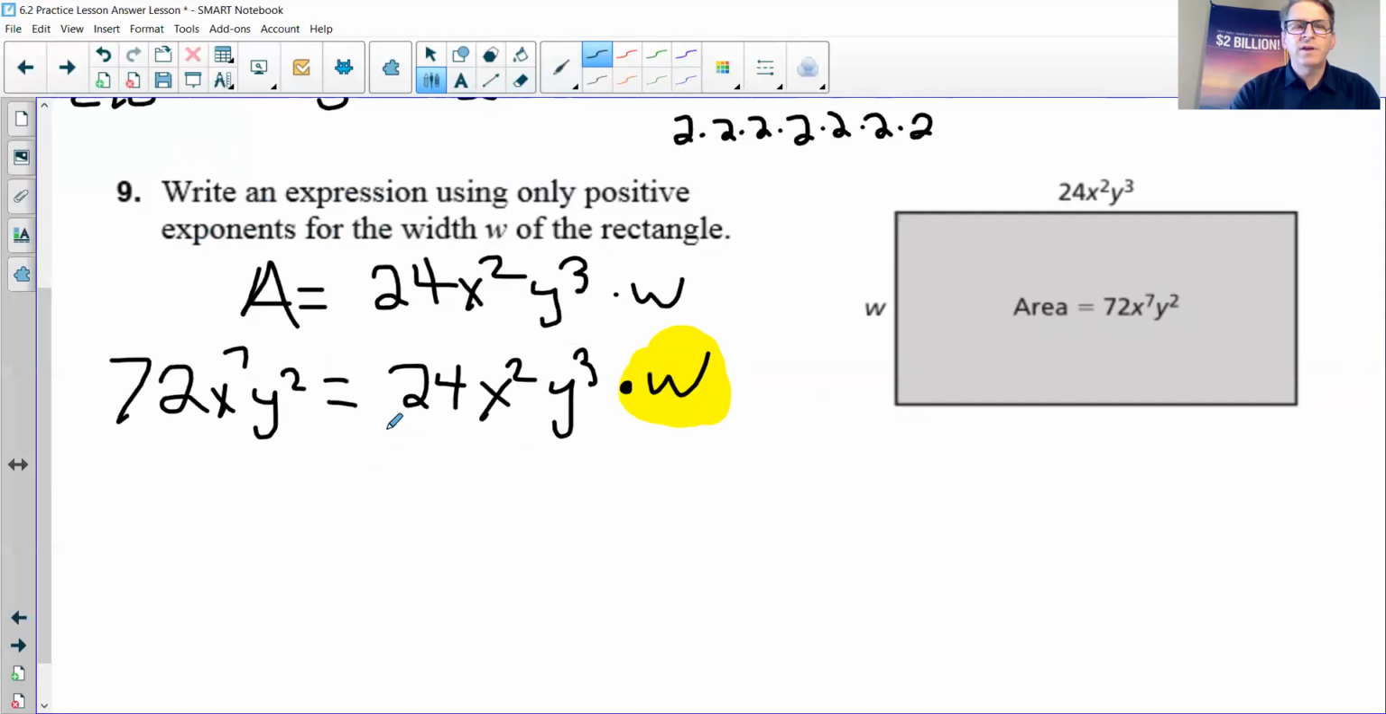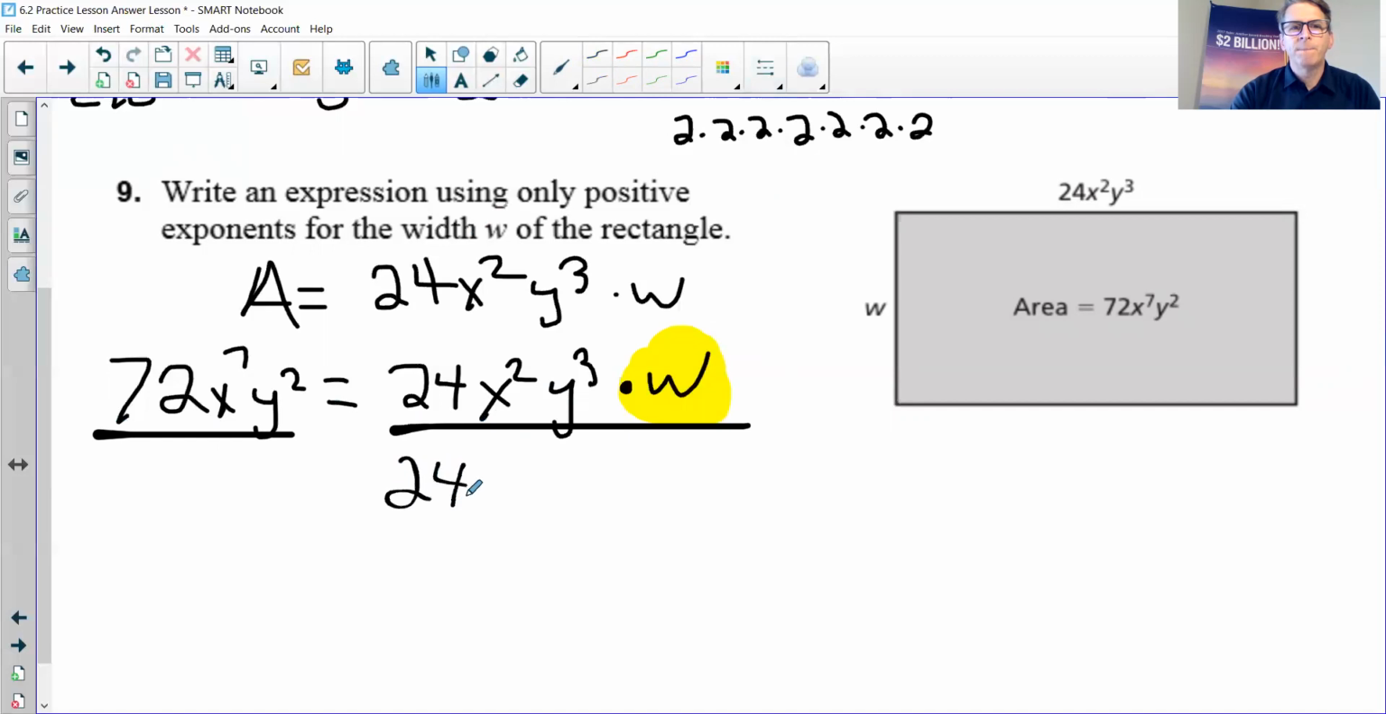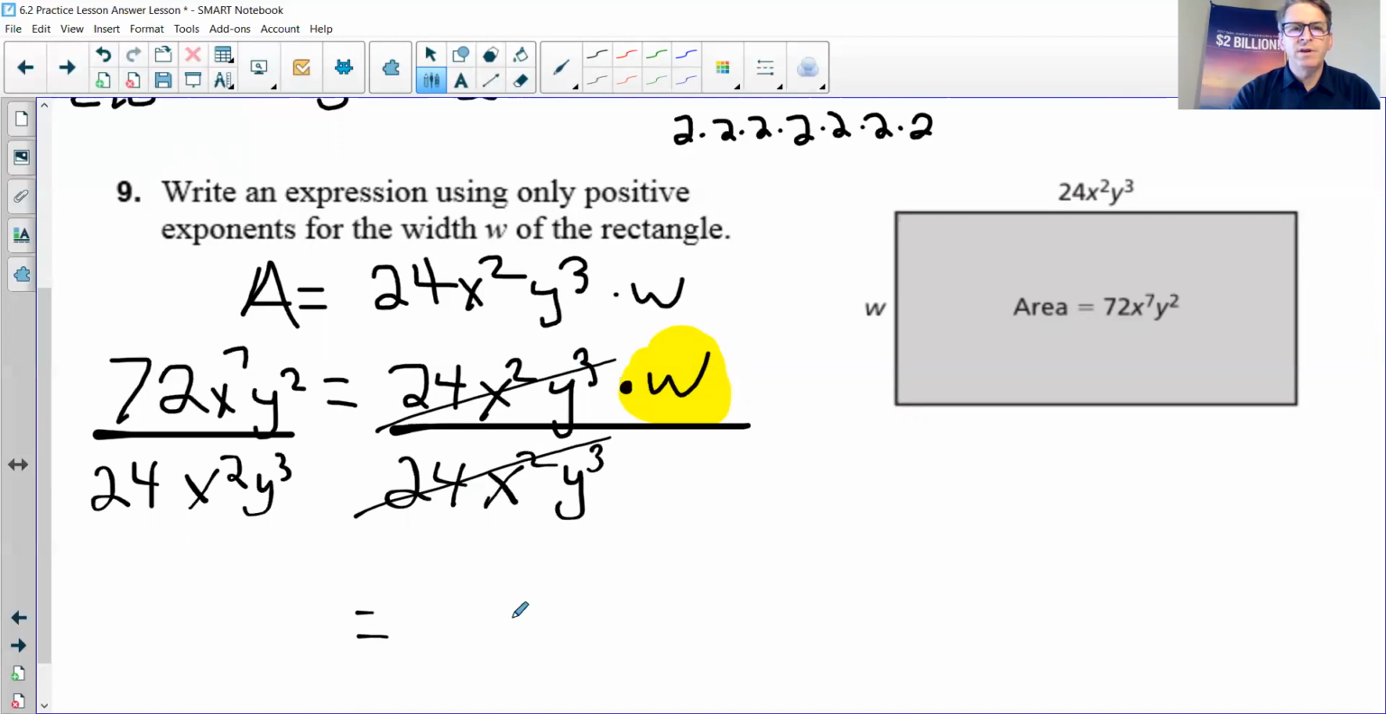So what I need to do is, this is multiplication, so we're looking for the inverse of multiplication, which is division on both sides. And if we divide by 24 x squared y to the 3rd on both sides, we have ourselves w. Okay, so we're going to cross this out with this. So all we have left now is my little w in yellow.